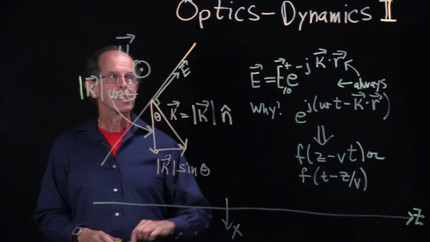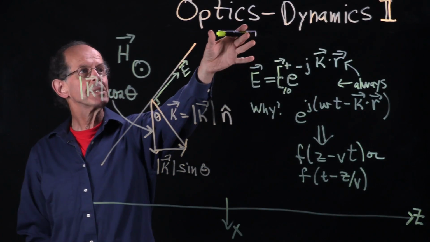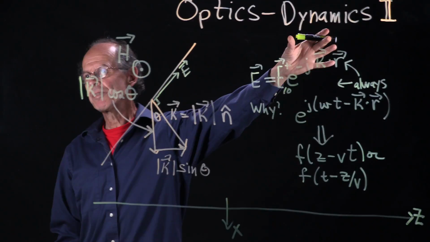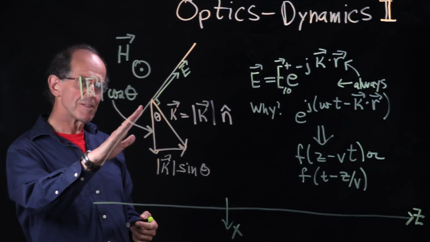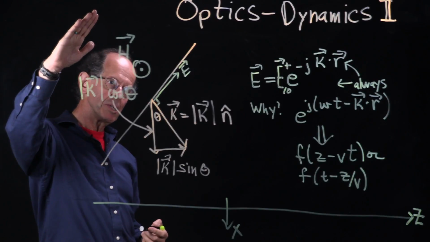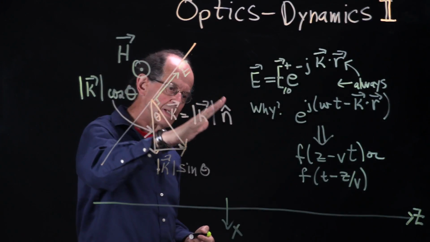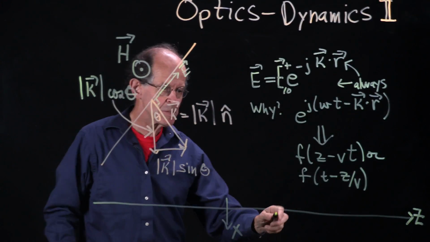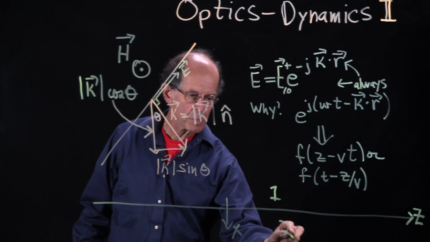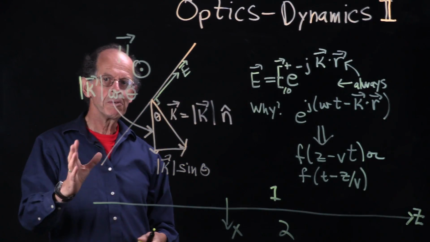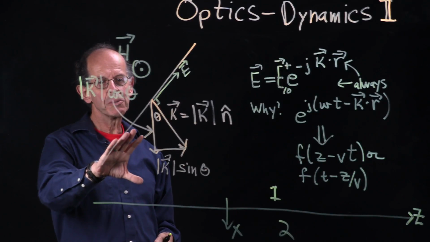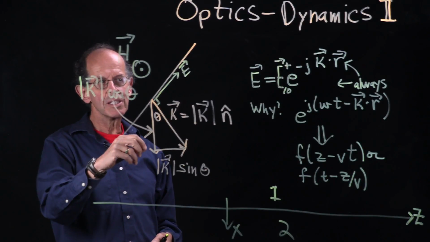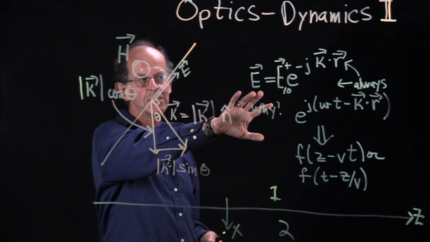Continuing on with optics, the dynamics phase. What we're going to do is look at a plane wave that's coming in from here, going down to hit the boundary. And this is material 1, and that's material 2. What we want to do is set this up. And in particular, we want to write the form of the electric field.